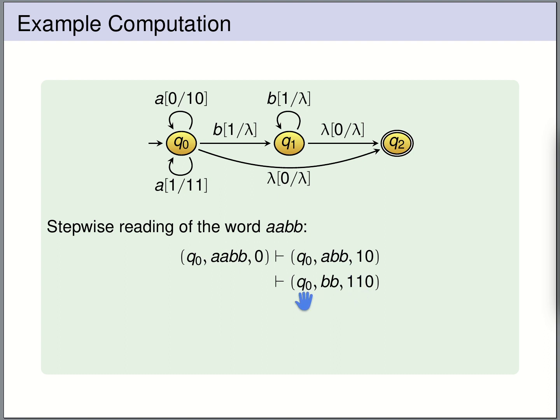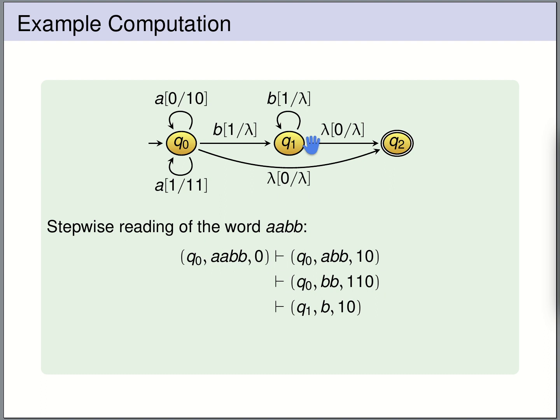Now we are in state Q0, we have a 1 on the stack and input letter B. So the only transition that we can take is this transition with input B and the 1 on the stack. The 1 is removed from the stack, the B is consumed, and we switch to Q1. So we are now in Q1, we've consumed 1 B, and we've removed the topmost 1 from the stack.